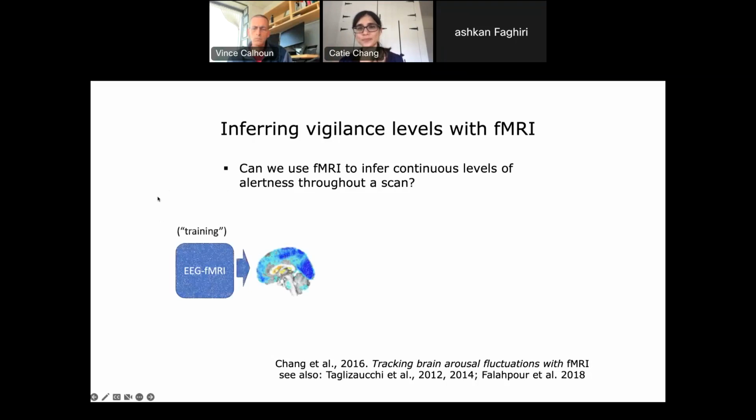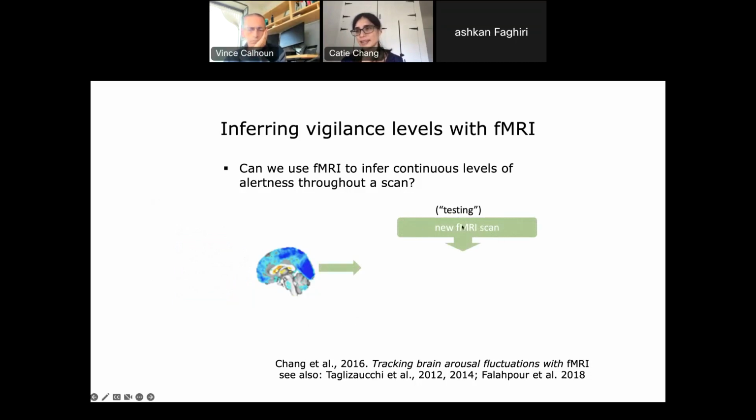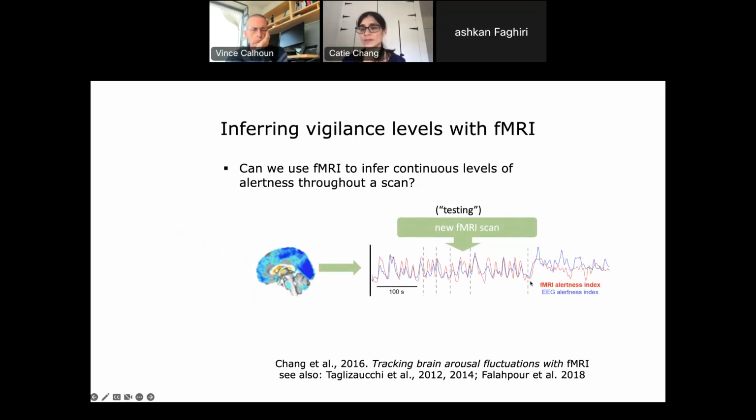The basic approach here was based on spatial pattern information. If we take concurrent EEG and fMRI data, we first learn a pattern of activity related to vigilance by looking at the correspondence between the two and coming up with a spatial pattern. Then if we're given a new fMRI data set that doesn't have EEG, we can use this pattern and project it onto the data set in order to derive an estimated level of alertness at each successive fMRI volume. Here, in this example, it is shown in red.